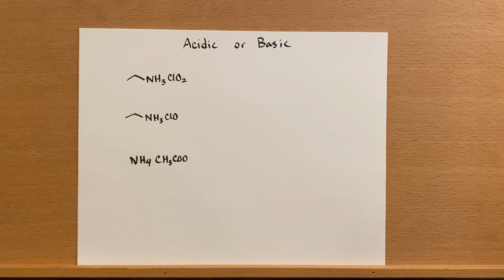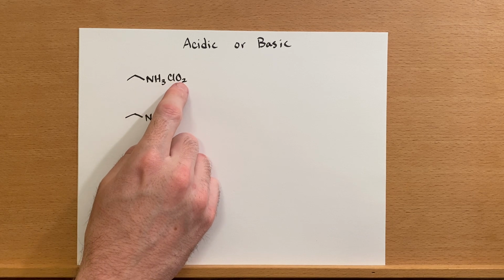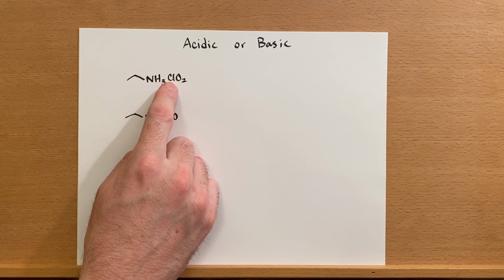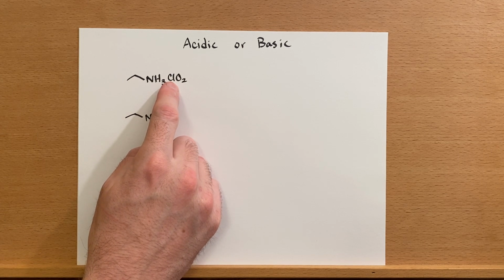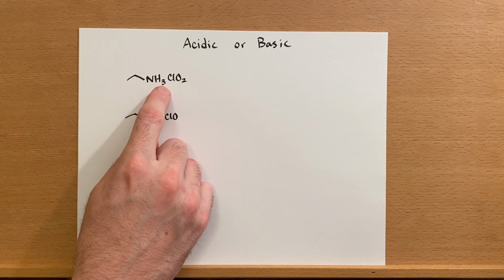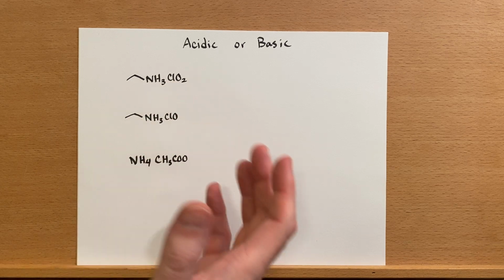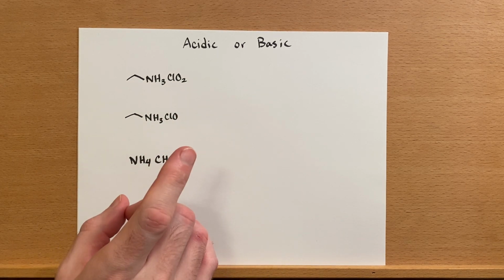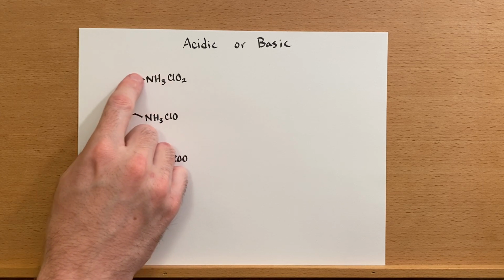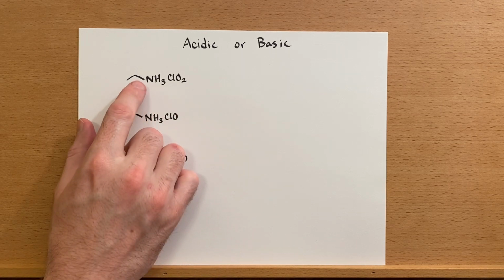Like, for example, in this first case, if this instead of being ClO2 was just Cl, then that would have come from HCl. That's a strong acid, and we would know for sure that this is acidic, right? Because our counter ion wouldn't have any appreciable acid-base properties. However, in this case, both the cation and the anion have acid-base properties.